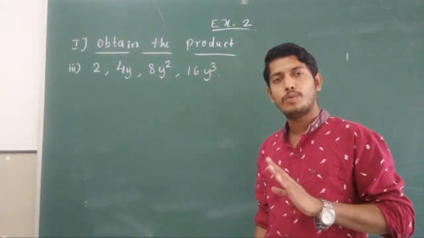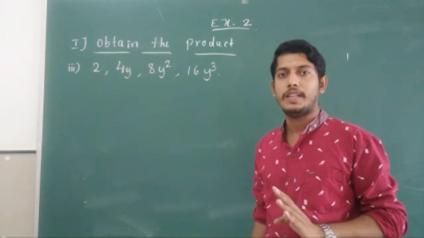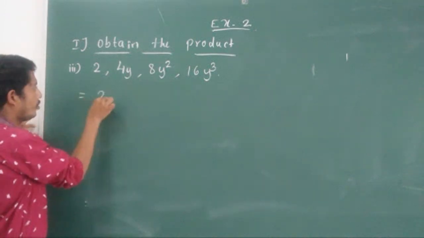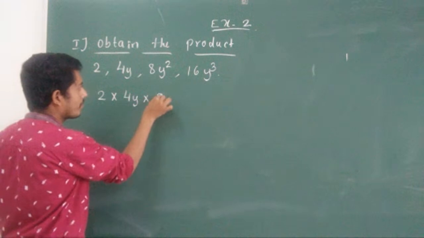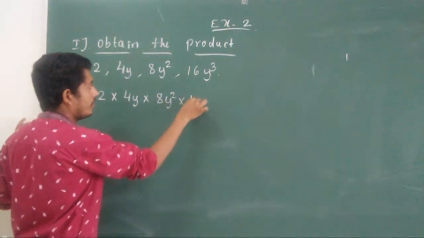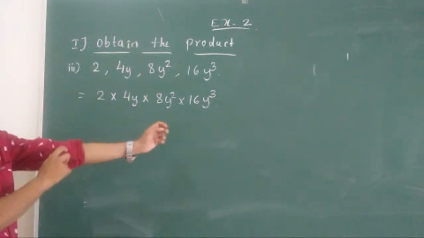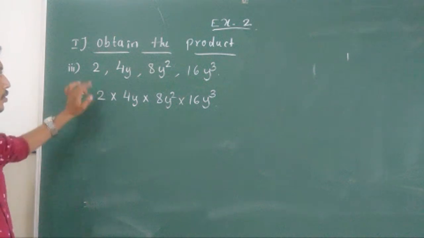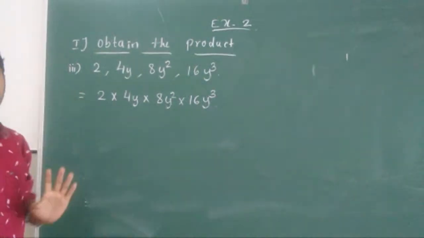What we have to do? We have to do the same thing. We have to write all the terms along with the multiplication sign. Try to solve this problem first. 2 into 4y into 8y square into 16y cube. So 2, 4y, 8y square, 16y cube as it is along with the multiplication.